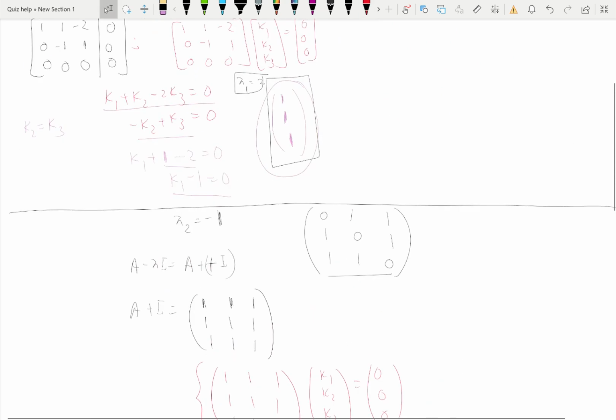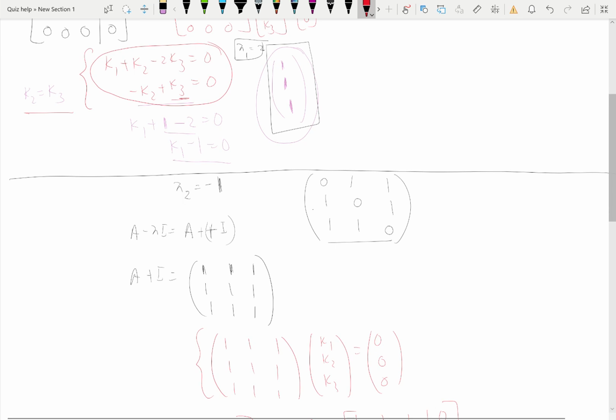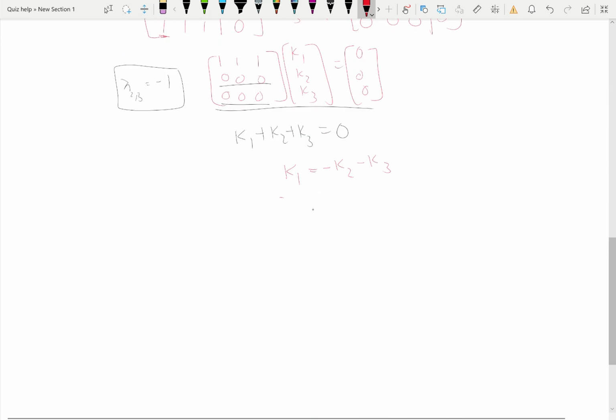Here, look at when we have a non-repeated eigenvalue. Here we make a choice for K3, we get K2, then we get K1. We only need to choose K3. We assume K3 is 1, then we get K2 and K1 automatically, because we had two relations. Here we only have one relation to work with.